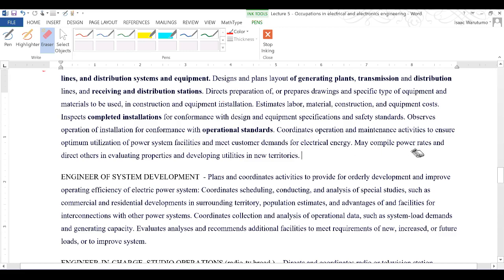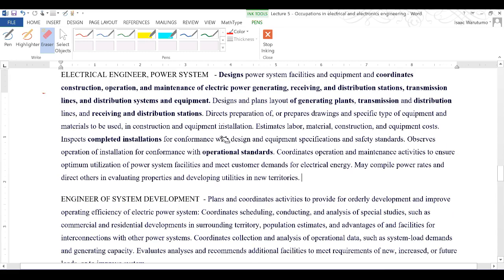They may also compile power rates and direct others in evaluating properties and developing utilities in new territories. That is the power systems engineer.